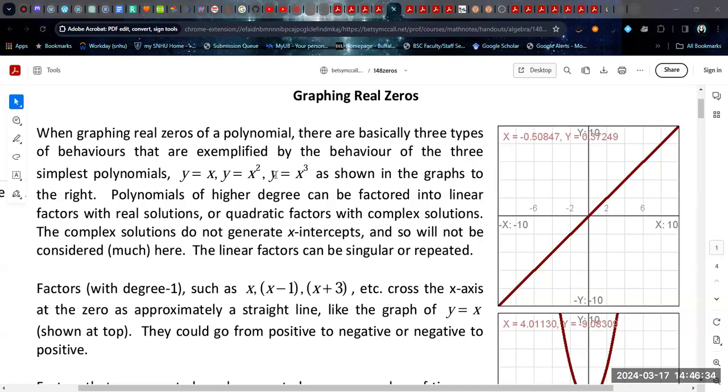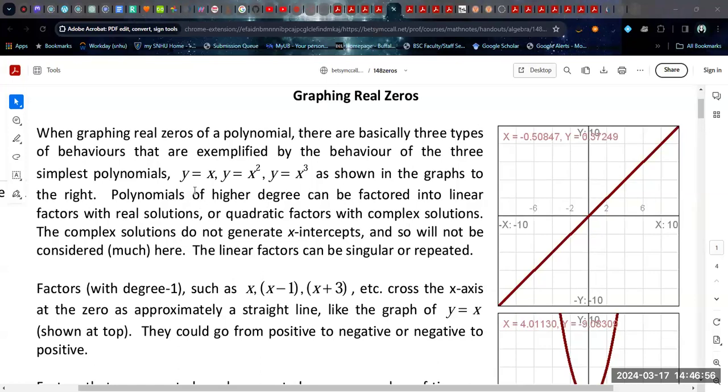In principle, you can have them repeated more often, but higher degree polynomials will either look very similar to the squared one or the cubic one, and it's not really going to be all that much different if you have zeros that are repeated many, many times. So these are the three basic ones.